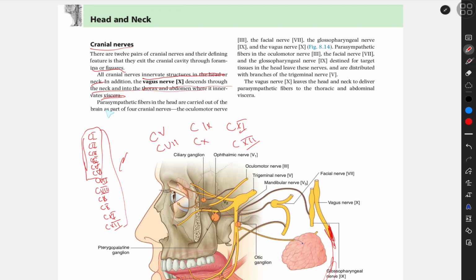Parasympathetic fibers in the head are carried out of the brain as part of 4 cranial nerves: oculomotor 3, facial nerve 7, glossopharyngeal nerve, and the vagus nerve. The most important for us are the facial nerve 7 parasympathetic, 9 parasympathetic, and vagus nerve 10 parasympathetic.